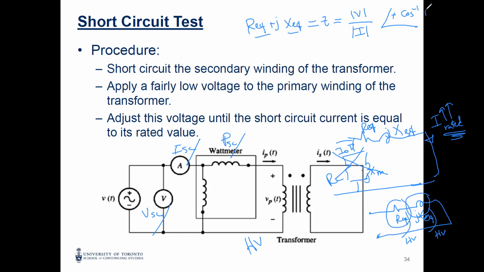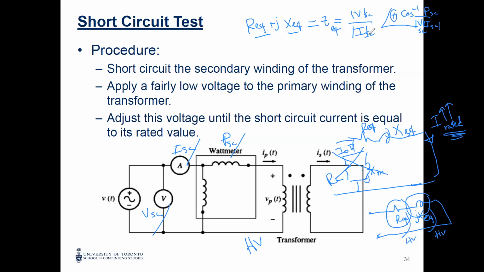Cosine inverse of P over VI. Of course, you have to add the short circuit for this, and this is the equivalent for every one of them. And of course, the V and I here are just magnitudes.